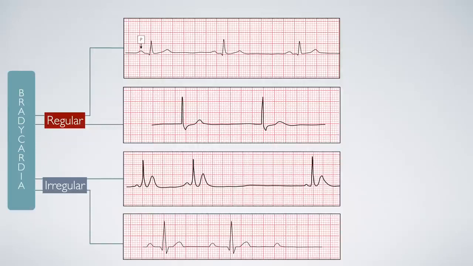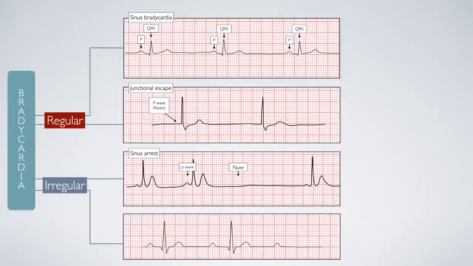If the rhythm is regular, P waves are positive and a single P wave precedes each QRS complex, this is sinus bradycardia. If the rhythm is regular but there are no P waves preceding the QRS complexes, this is a junctional escape rhythm. If the rhythm is irregular and there is a pause of more than 2 seconds, which is the equivalent of 10 large squares, then this is likely sinus arrest.